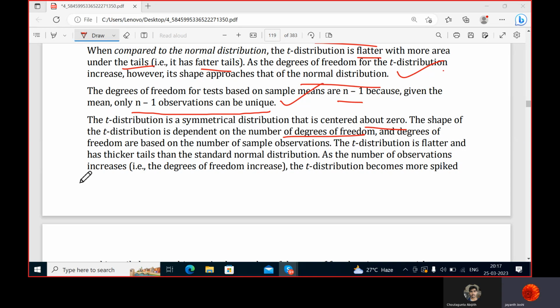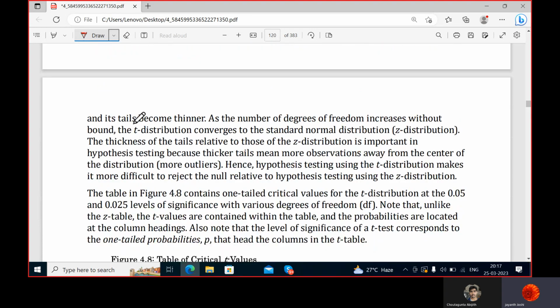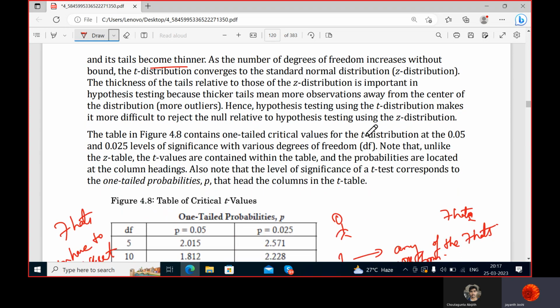The t distribution is flatter and has thicker tails than the standard normal distribution. As the number of observations increases, it becomes more spiked. Tails become thinner. First it will be thicker, then as data size increases, it becomes thinner and approaches the normal distribution. So all these things are repetition. Now, we will see some points here, Abhijit.